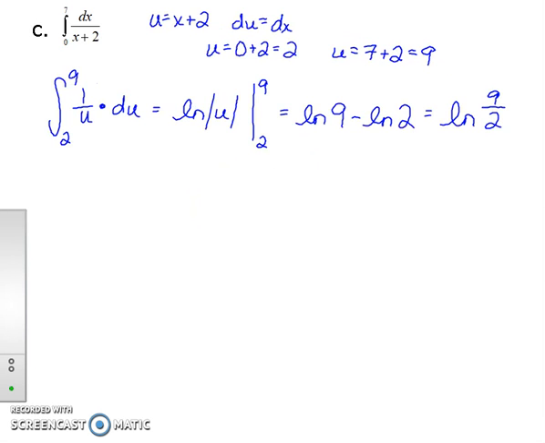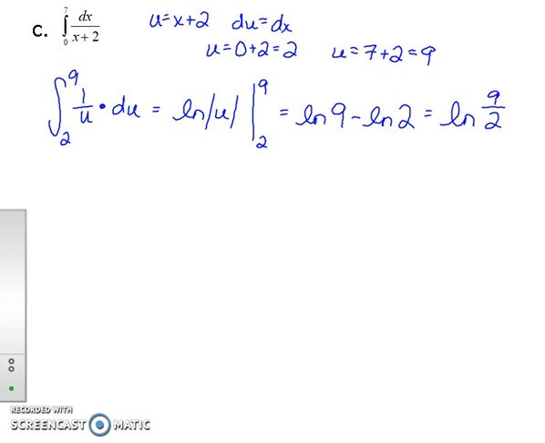Then on C, there was only one thing in C, but it was in the denominator. So I chose that as my u, x plus 2, which just made du equal to dx. Changed my boundaries as well by substituting into x plus 2. So I ended up with the integral from 2 to 9 of 1 over u du. 1 over u integrates back to natural log of u, evaluated from 2 to 9.